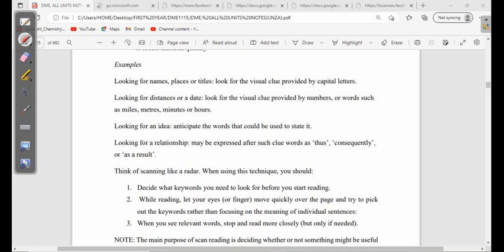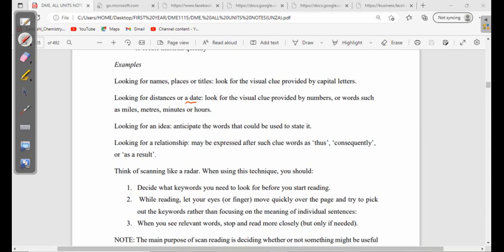Also, you may be looking for distances or a date. Look for the visual clues provided by numbers or words such as miles, meters, minutes, or hours. Look for an idea, and anticipate the ways that it could be stated. Look for a relationship, which may be expressed after such clue words as thus, consequently, or as a result.